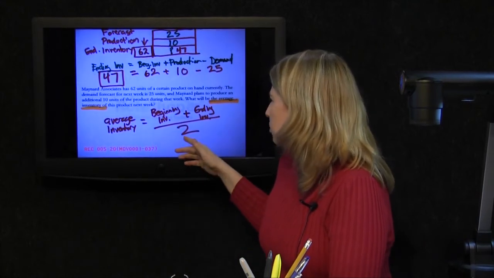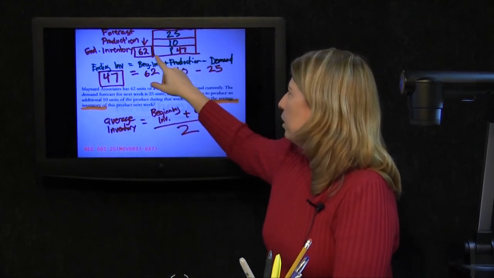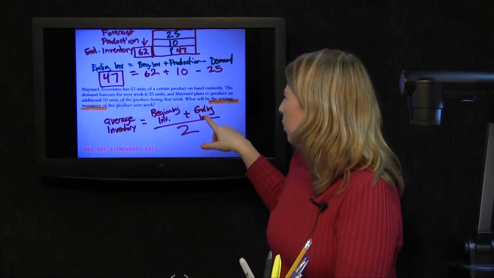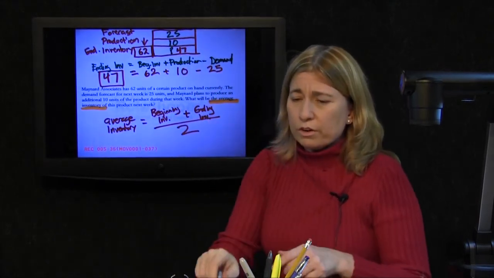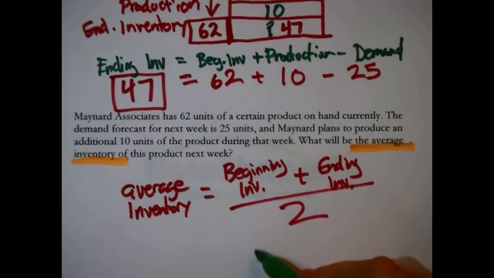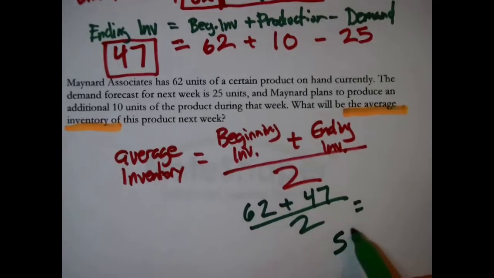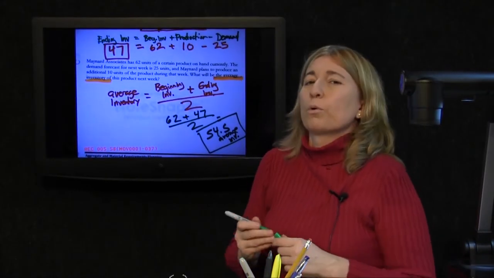Okay, so for this particular problem, we have to ask ourselves, for this next week, what's the beginning inventory? Oh, the beginning inventory we would be starting that week is the 62. And the ending inventory is what we just figured out in the problem before. That's 47. So there's the two numbers that we need. 62 plus 47 divided by 2. What's their average? I get 54.5. That's the average inventory for next week.